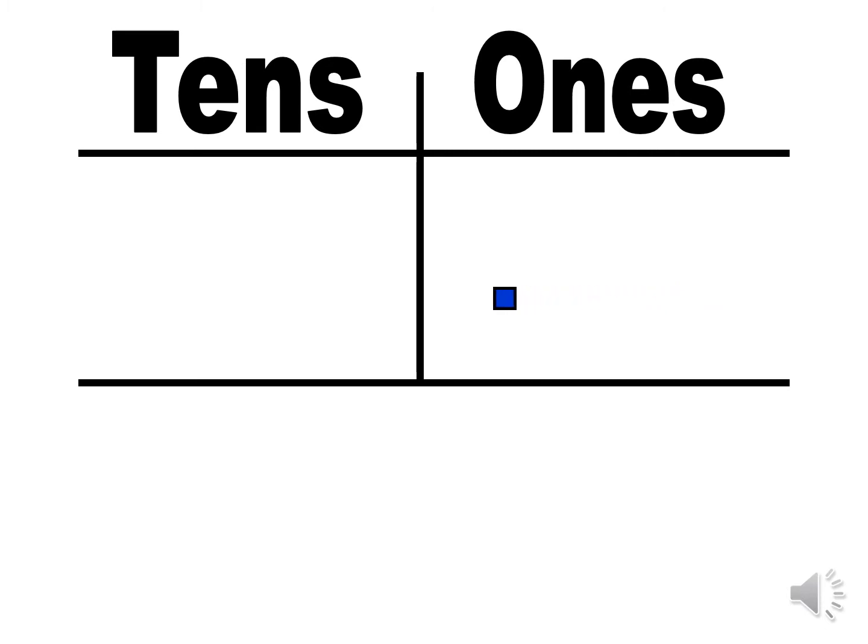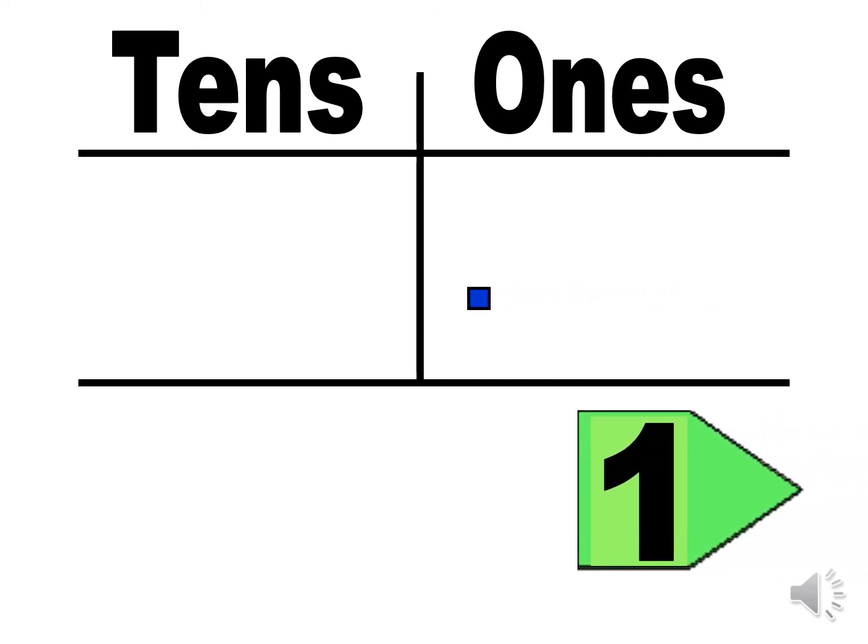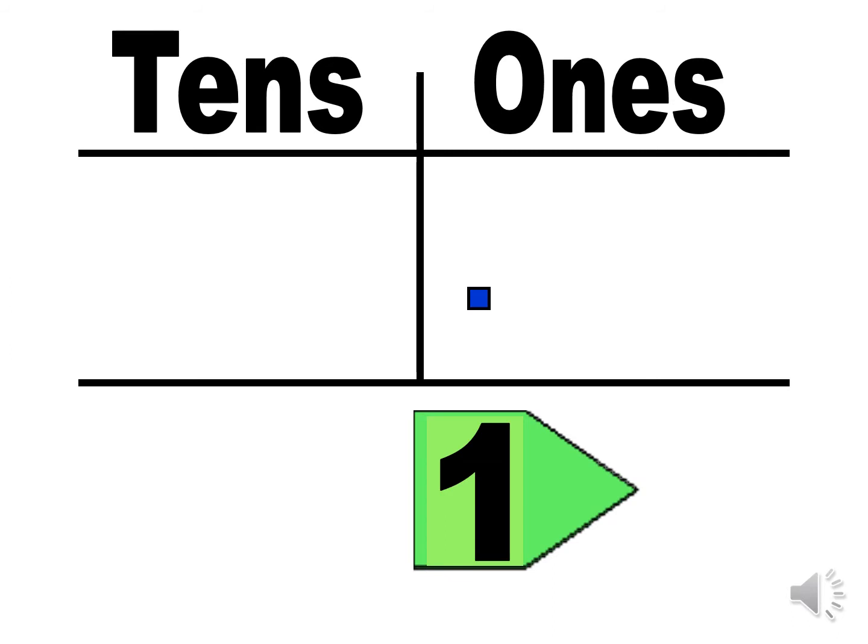How many ones do I have and how many tens do I have? In this example, I only have 1 ones. One of this square, one of this block represents 1.